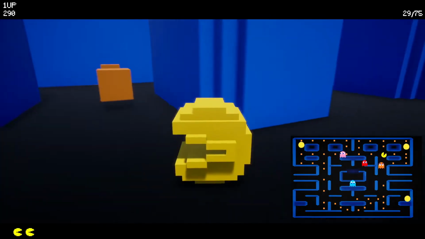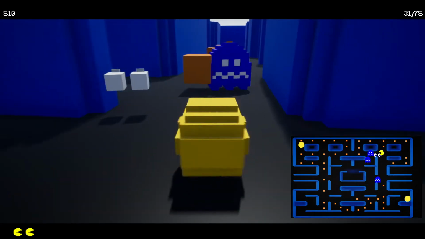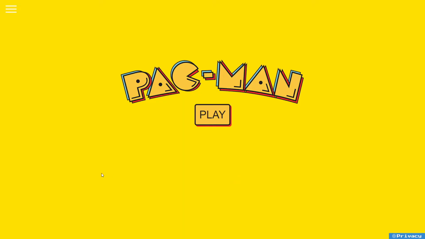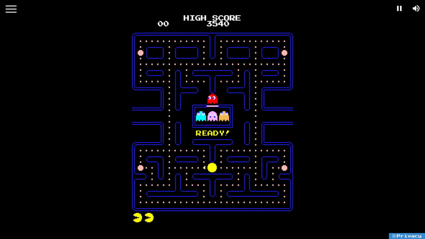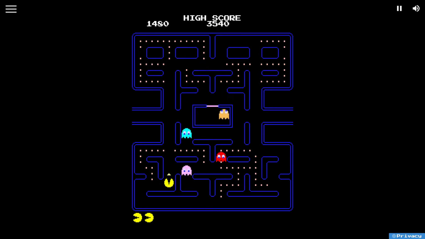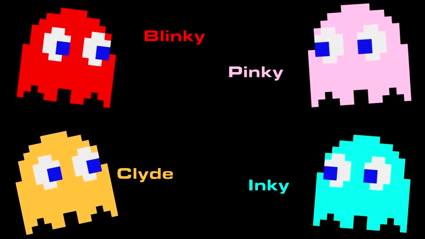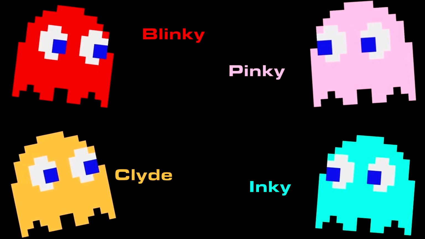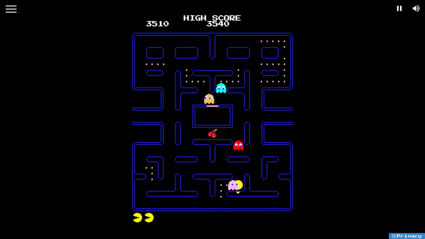Hey guys, in this video, I made Pacman vs 3D. If you don't know, Pacman is an action maze video game where the player controls this puck character through an enclosed maze. The objective of the game is to eat all the dots placed in the maze whilst avoiding four colored ghosts, Blinky, Pinky, Inky, and Clyde, that will try to catch you.